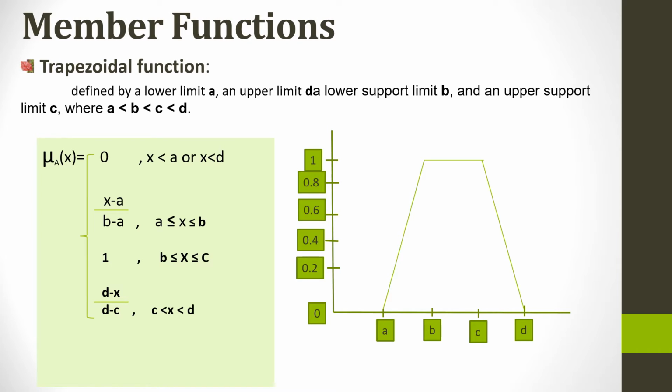The second membership function is the trapezoidal function. The trapezoidal function is defined by a lower limit a, an upper limit d, a lower support limit b, and an upper support limit c, where a is less than b, b is less than c, and c is less than d. By a trapezoidal membership function, we mean the regular uncertain set fully determined by a quadruplet, that is a, b, c, d of crisp numbers.